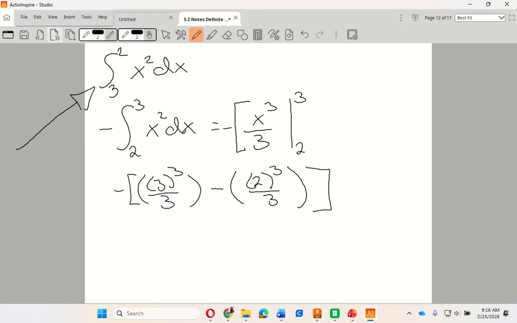So that's going to be 27 divided by 3 is 9. Two to the third power is 8. 8 divided by 3 is 8/3, right? Okay, I'll just do 8/3.